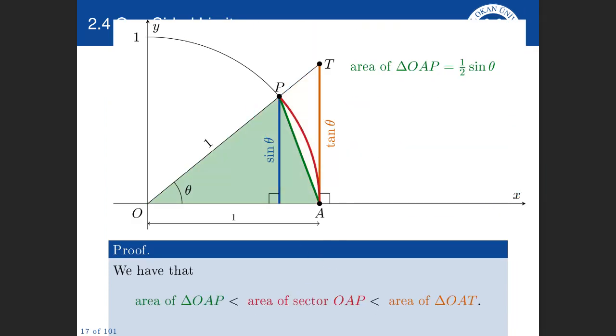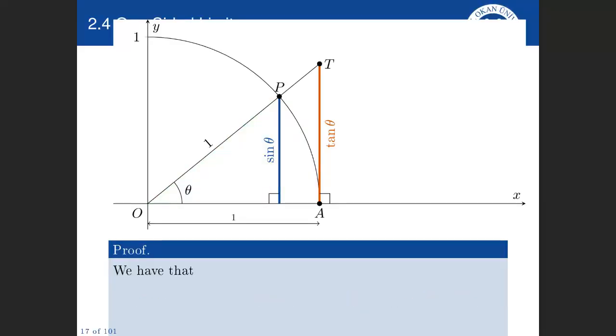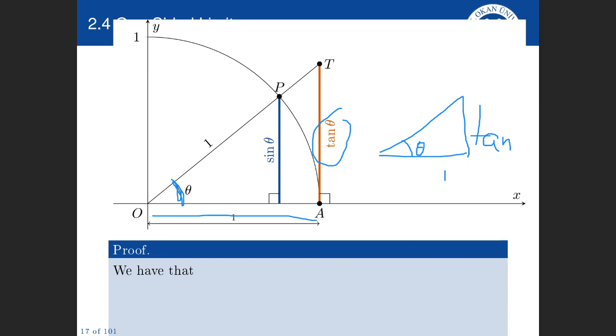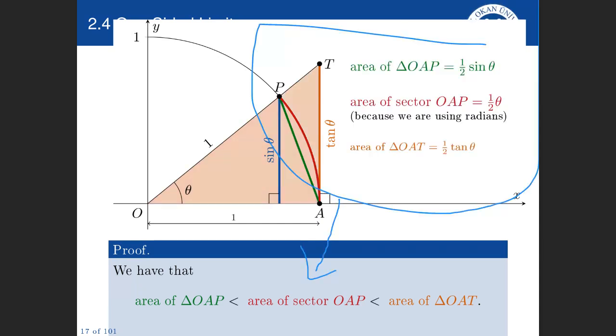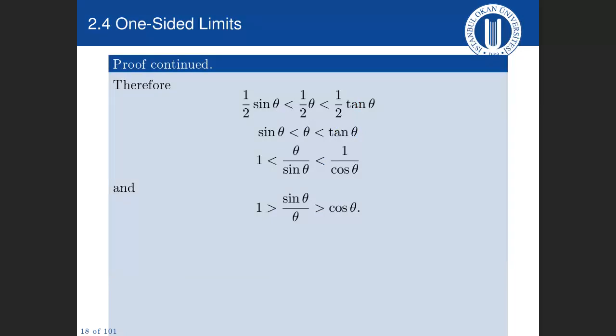Why is it tan? Let me go back. This distance is 1. This angle is theta. So therefore, by trigonometry, this must be tan. Okay, so where did I get to? I got to this point.